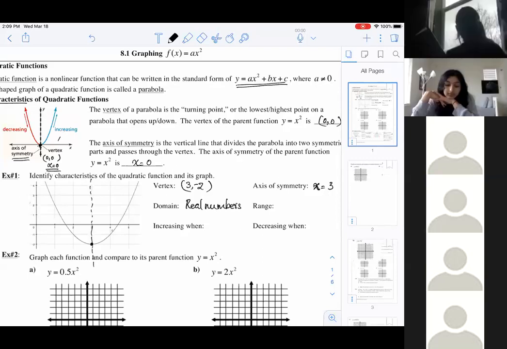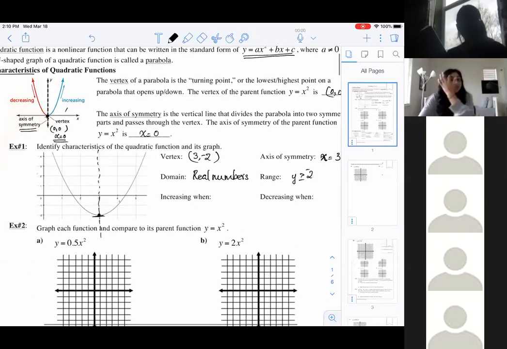The range. You see that for the range, we don't have anything below this point. So it's -2 or higher. It's everything above that point. This point right here is -2. So you would write the range as everything greater than or equal to -2. Questions so far? Are we good?